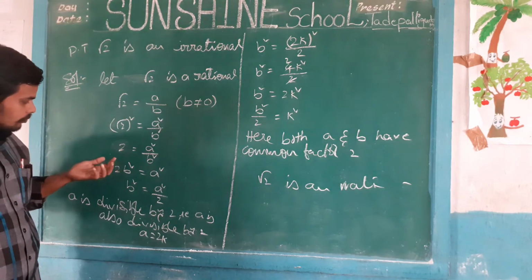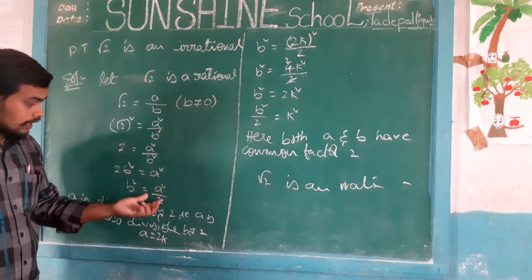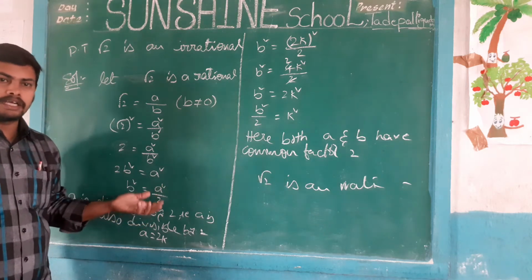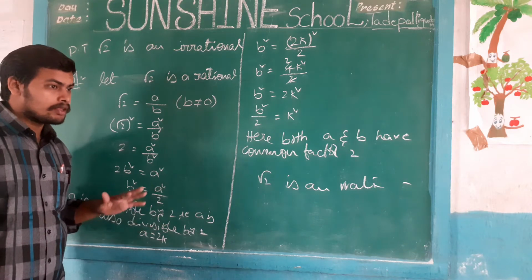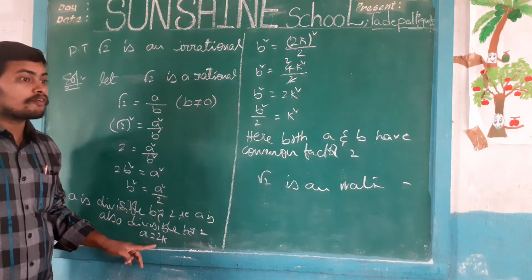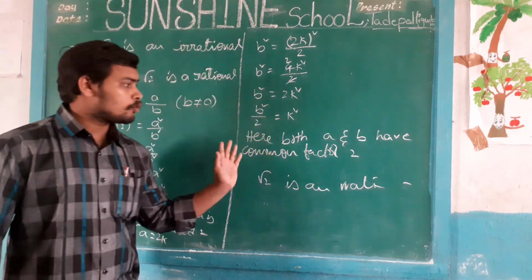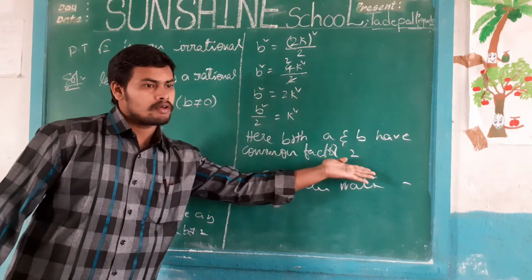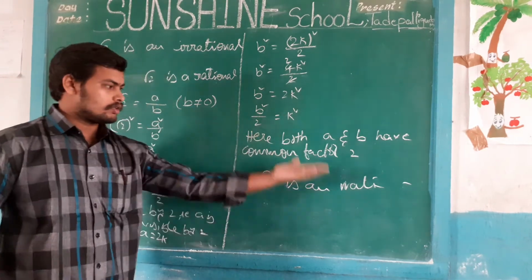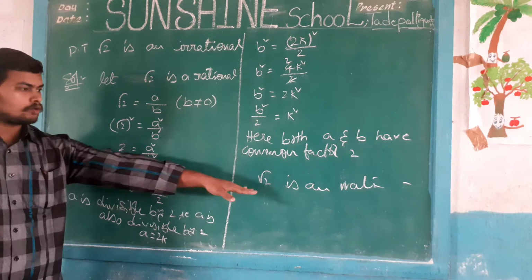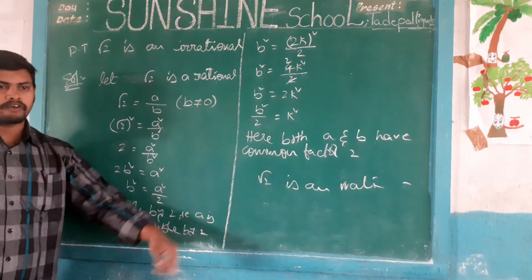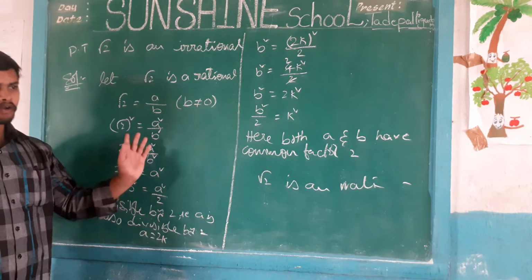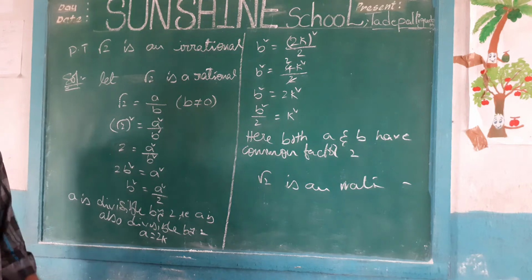Suppose here root 5 is there. Root 5, a square by 5, a is divisible by 5, so a is also divisible by 5. So a equal to 5k. In the similar way, here both a and b have the common factor 5. The contradiction has been raised, so root 5 is an irrational. Same process for multiple sums.